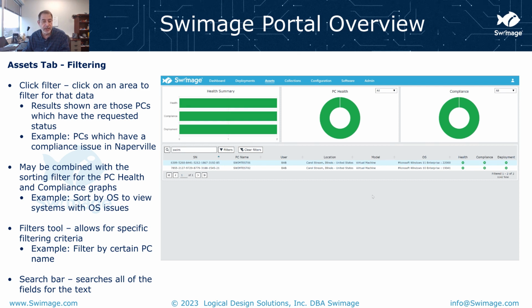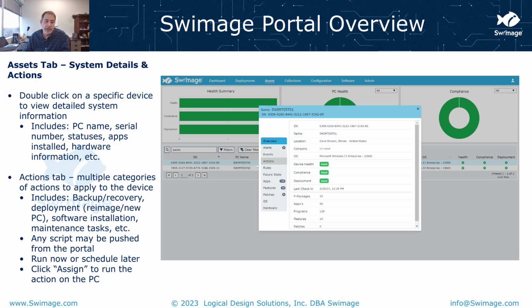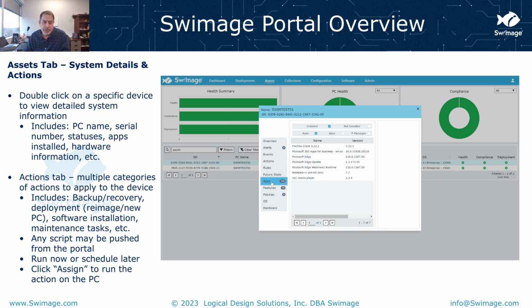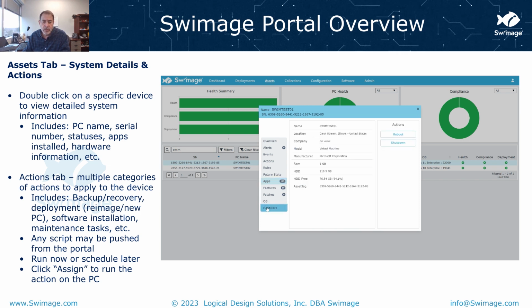Once we use the filters to get ourselves down to the machines we're looking for, we can open one up and get ourselves more detailed system information. As you can see, we have a machine name, serial number, the statuses of that machine. We can look at the applications that are installed on that machine. We can look at hardware to see what the machine is made out of, including some small quick actions here.